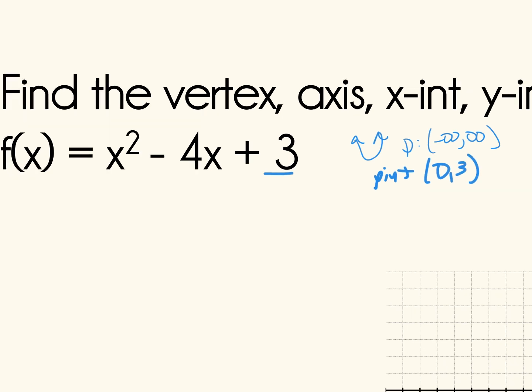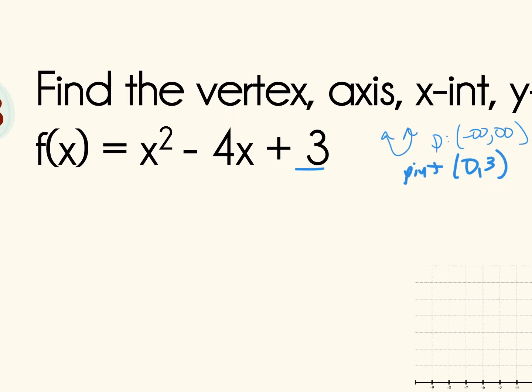Good. So let's go ahead and find the vertex. It doesn't tell me what to do. It doesn't say I have to complete the square or anything. So I'm going to say x equals negative b over 2a. So I have negative negative 4 over 2 times 1. So negative negative 4 is going to give me 4 divided by 2 equals 2.